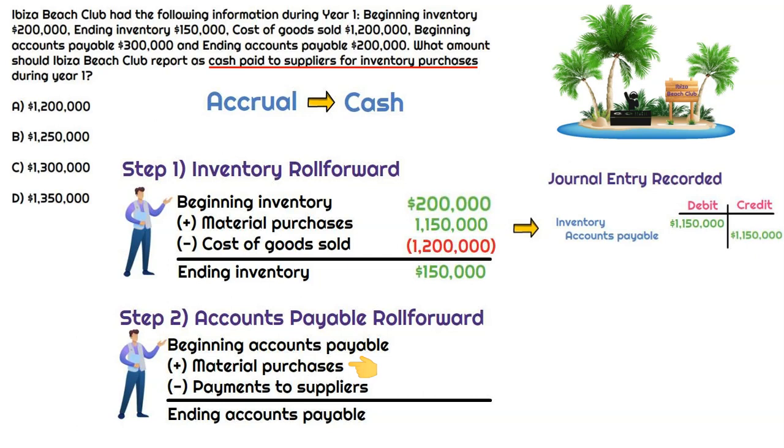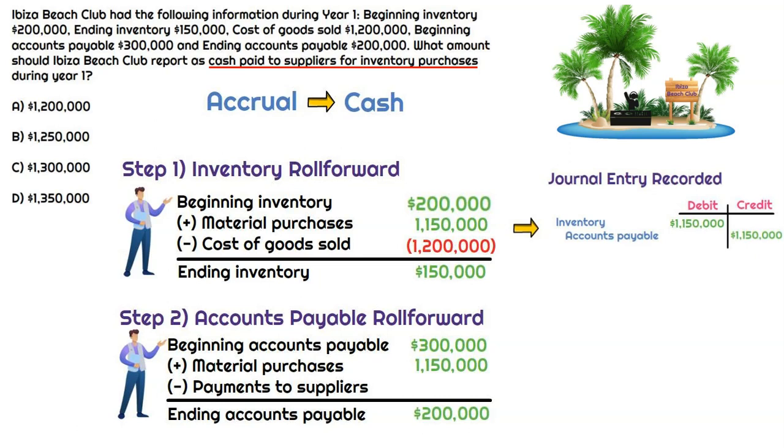Look at the journal entry we recorded when we purchased that material. We had the credit to accounts payable, that's increasing the liability. It's only going to be decreased when we actually pay our suppliers, that cash outflow. And then what's left is ending accounts payable. So let's plug into the roll forward what we know. Beginning accounts payable, the balance is $300,000. The question gives us that. And then material purchases, well, we just calculated that in step one from our inventory roll forward. So that's $1,150,000. And then payments to suppliers, well, that's what we're solving for. So leave that blank. And then you have ending accounts payable. The question tells us it's $200,000.